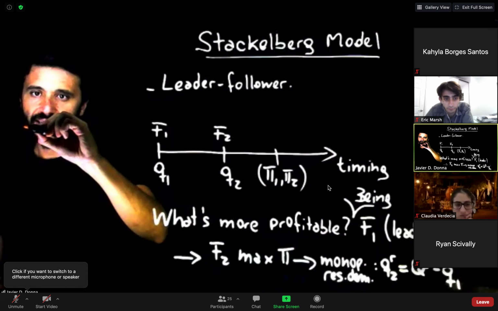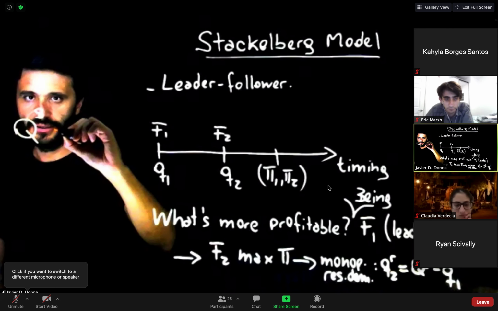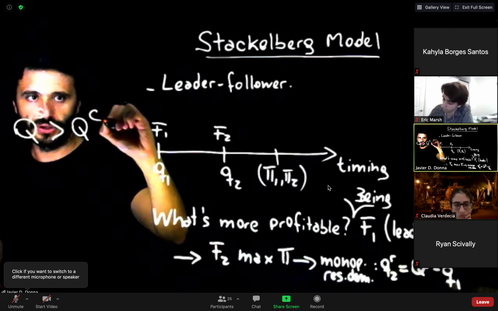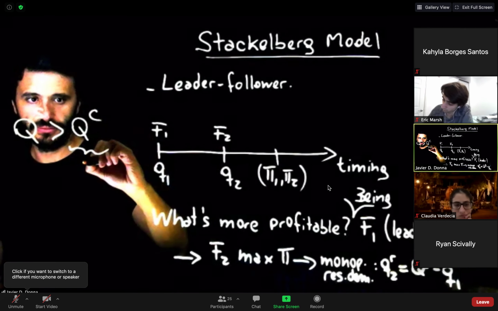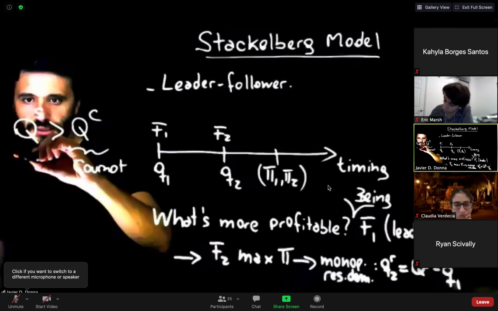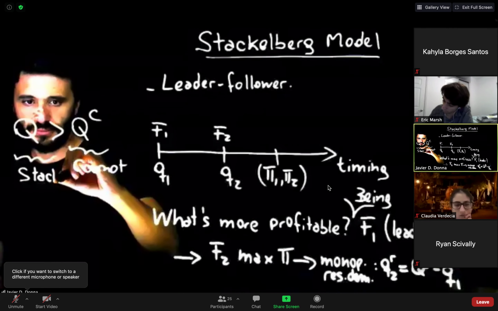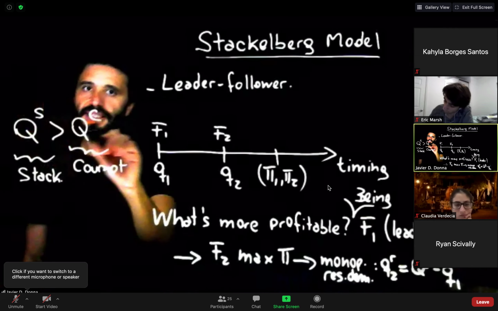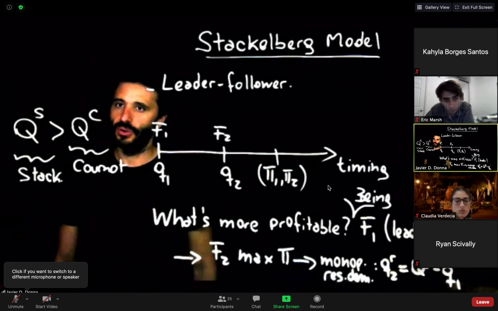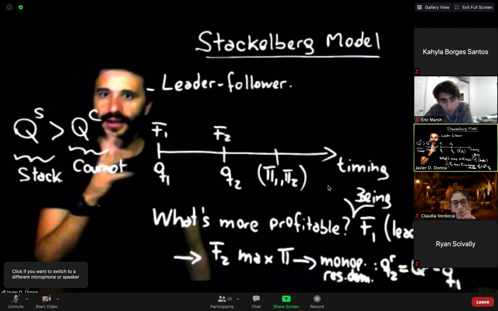What might interest you is that the total quantity produced under Stackelberg is going to be greater than the total quantity produced under Cournot. So this is Cournot. This is Stackelberg. Why this? This is not obvious. This is an outcome that you need to derive. So I do not expect that you understand this, but I am telling you this so that you are aware.